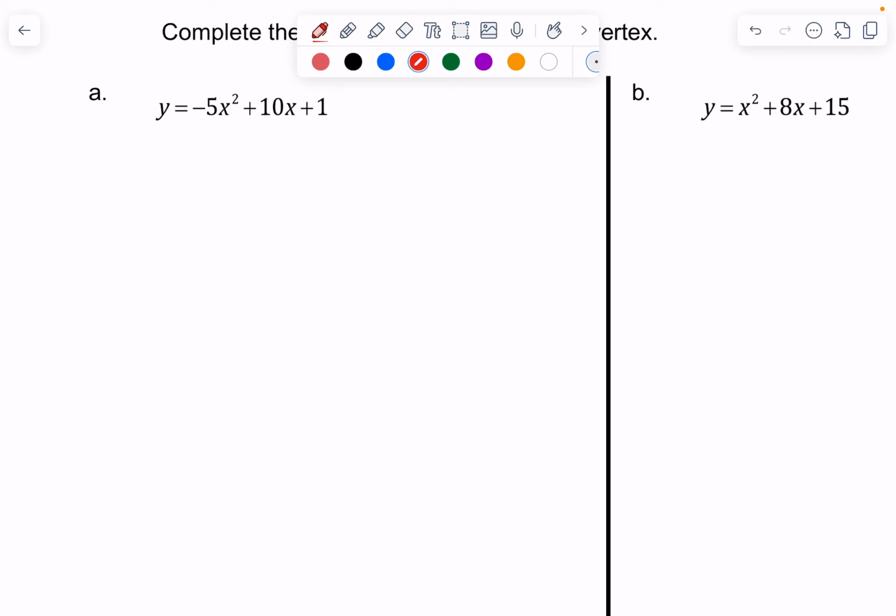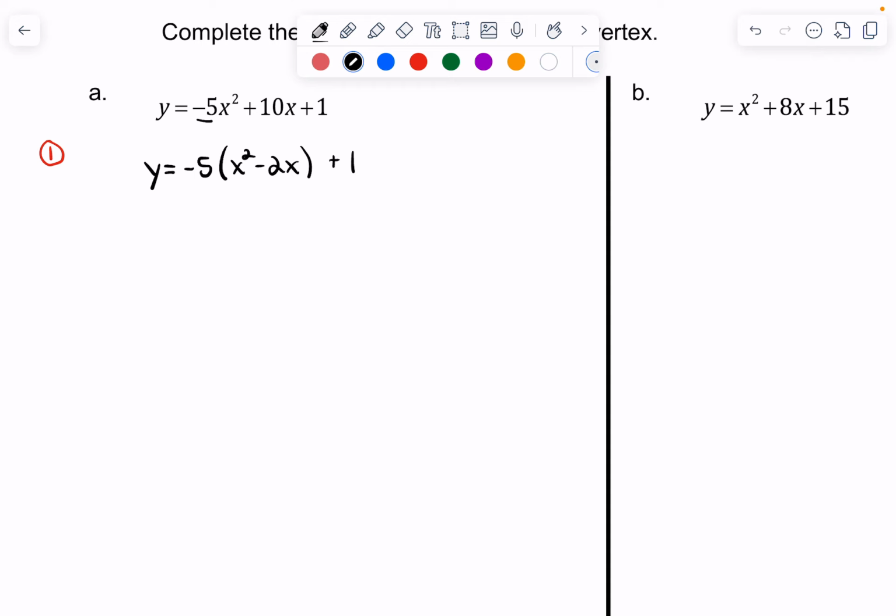So in this case, step 1 talks about taking that a value, factoring that a value out, and only of the first two terms. So it's y equals minus 5. Pull this minus 5 out, so it then becomes x squared minus 2x. Nothing happens with this 1 right back here.